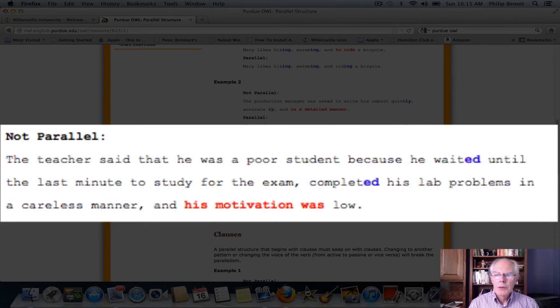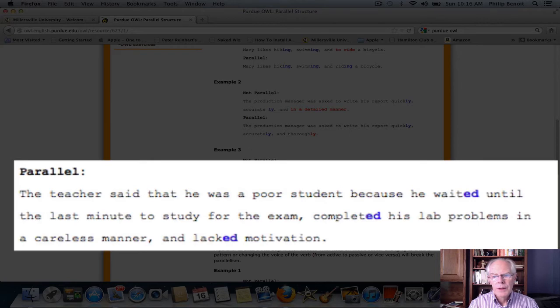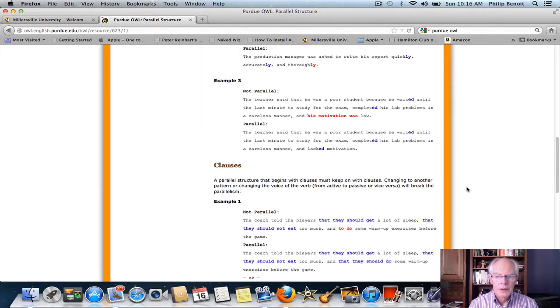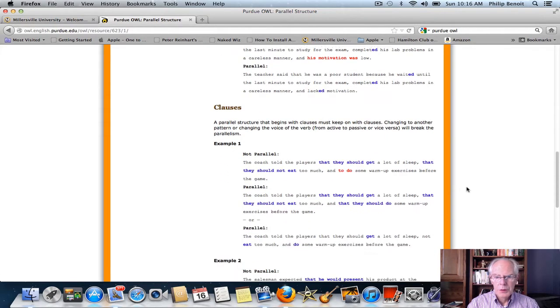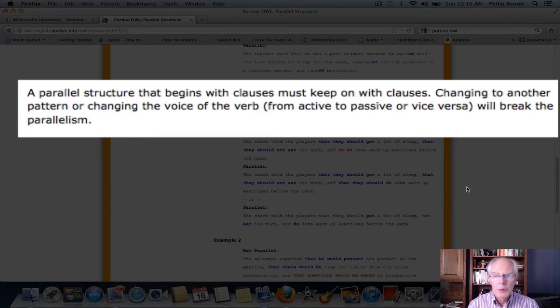Example 3, the not parallel example here: "The teacher said that he was a poor student because he waited until the last minute to study for the exam, completed his lab problems in a careless manner, and his motivation was low." It changes the flow of that sentence, and it distracts the reader. It's easily fixed by changing the last phrasing to "and lacked motivation," instead of "his motivation was low." It's actually a more efficient way to say it, and fewer words always, I think, strengthens a sentence as well. In clauses, we have the same principle. The parallel structure that begins with clauses must keep on with clauses.